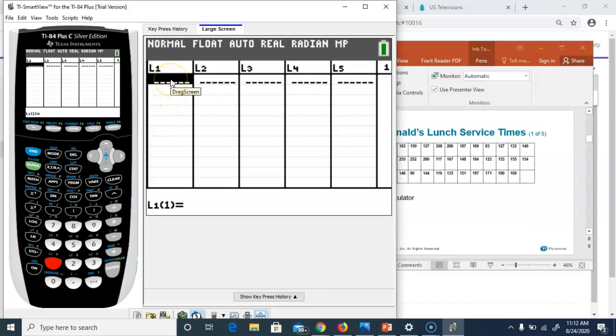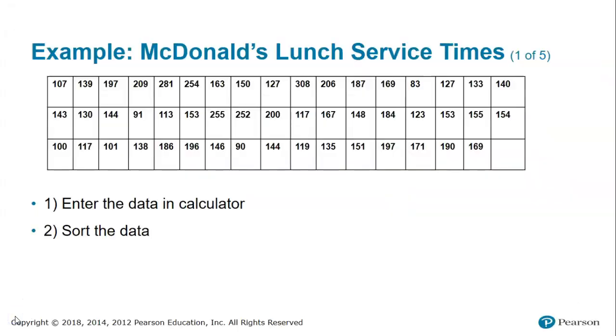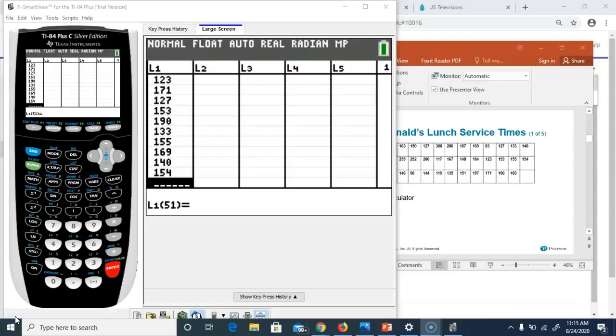So this is where we want to enter our data. I'm going to start and enter a few data values here, and then I'm going to switch over to the table so that you are able to finish entering these. So enter all of these data values in your calculator, and then I'll show you what to do. Okay, at this point you should have entered all 50 values in your calculator.